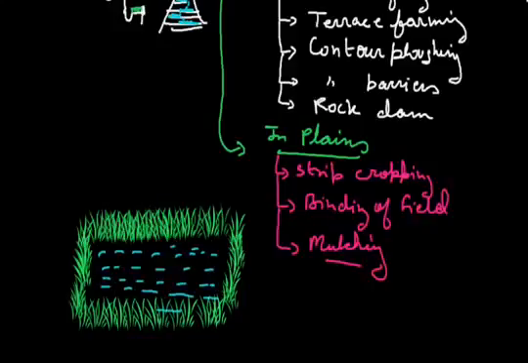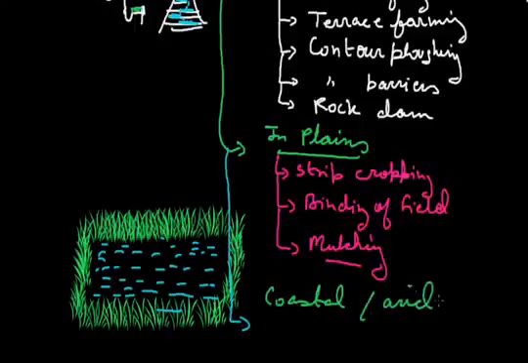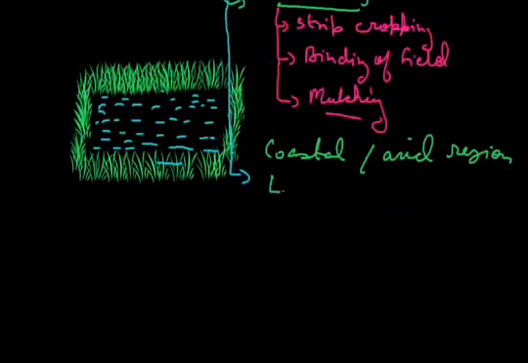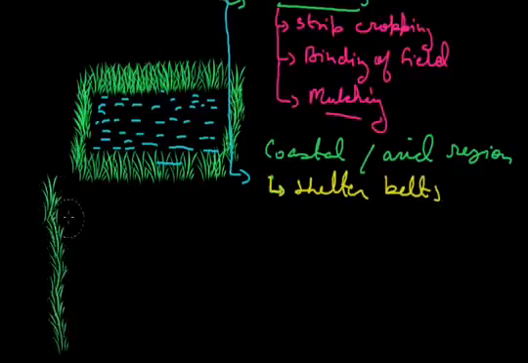Now this whole grass area, the grasses not only stop the erosion of the soil through water and air, but their roots not only bind the soil but also keep the wetness of the soil. So this is how mulching helps in the conservation of soil. Now let us come to the coastal and arid region. By making shelter belts, the same thing, we make a long shelter belt like this.